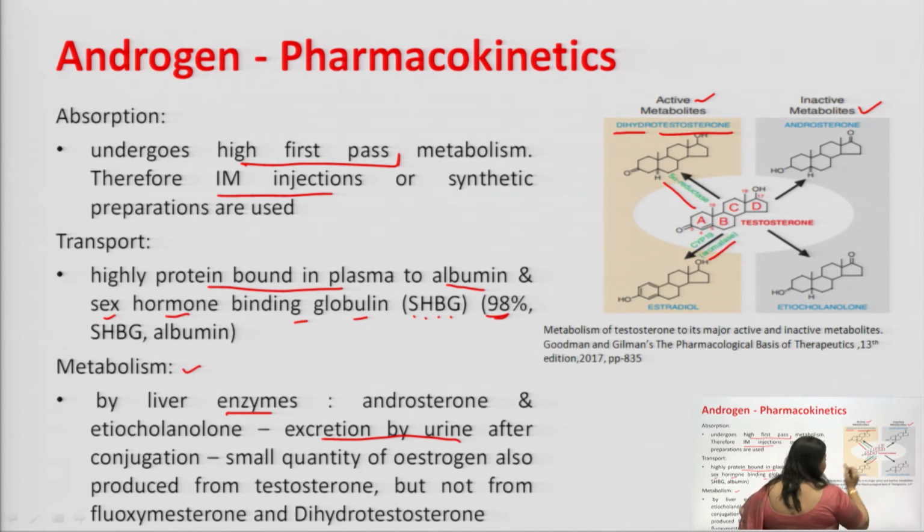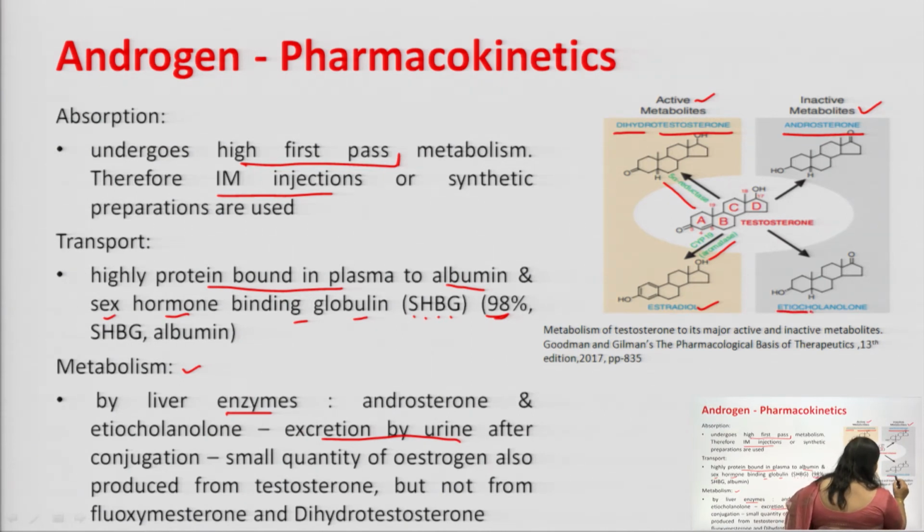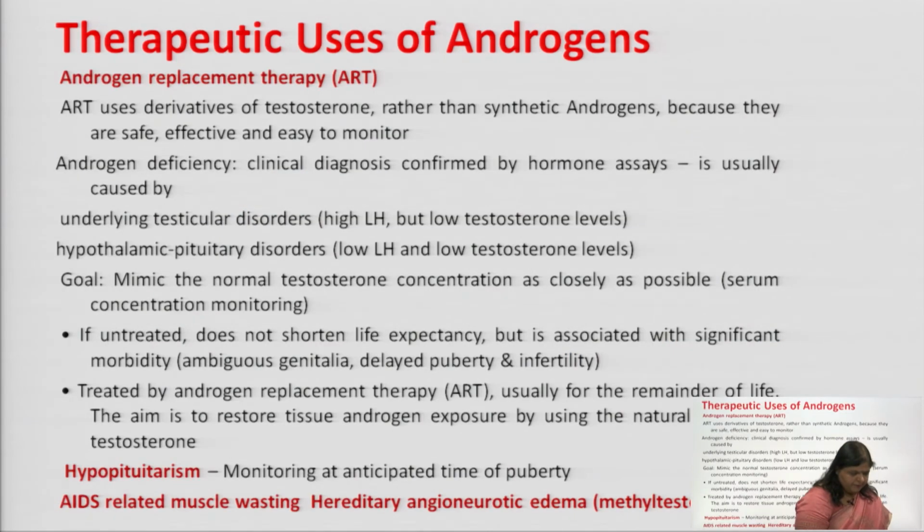Then by this aromatase enzyme, it produces estradiol, which is again an active metabolite. Then the inactive metabolites are androsterone and etiocholanolone. So these two are the inactive metabolites which are produced from testosterone. Now coming to what are the therapeutic uses of androgens.